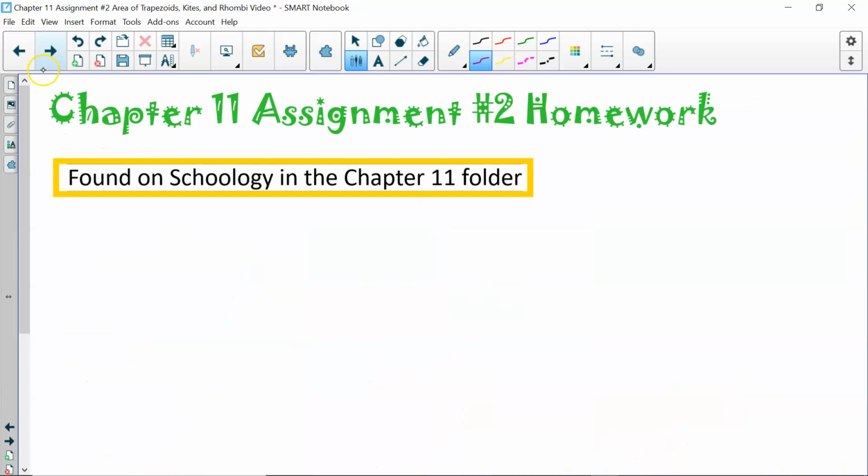So now that we have finished this, the next step would be to complete the Chapter 11 assignment number 2 homework. That is found on Schoology and the Chapter 11 folder. Again, this homework, just like the assignment number 1, is found in Schoology and not on Delta Math.